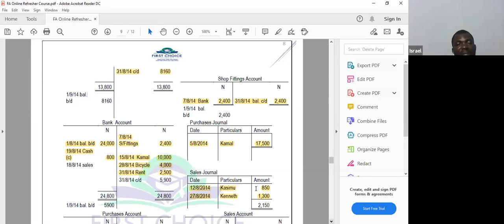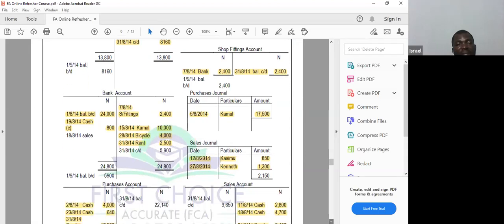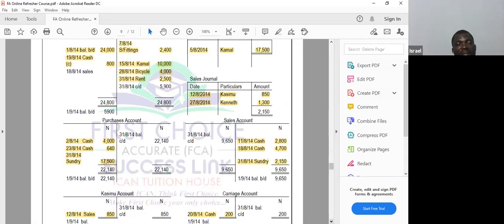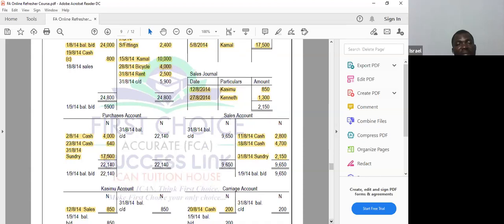Then we have the shop fittings account. So we make payment to bank. Then the flow is 2,400. Then the balance carried out in our ledger will be posted into the purchase account. Now, the purchase account will be 22,140.